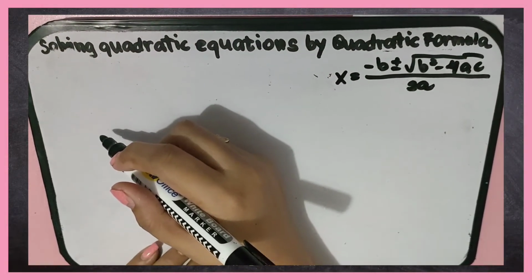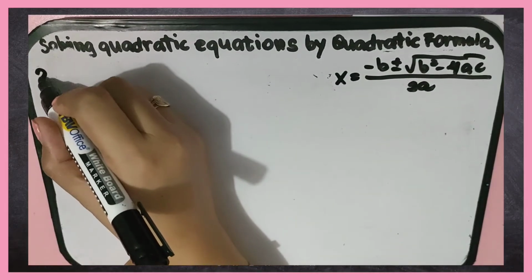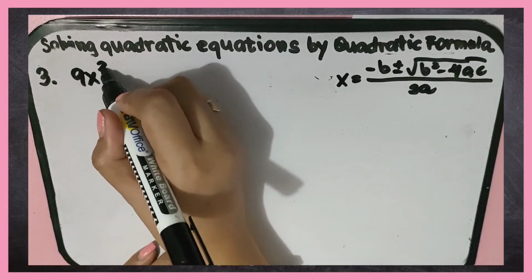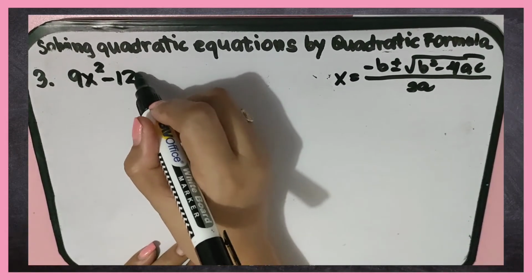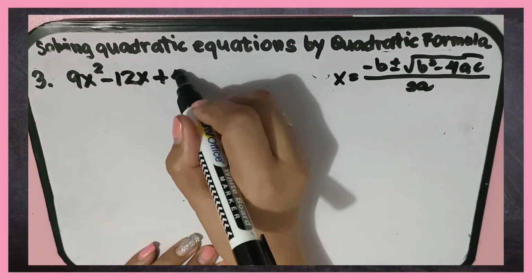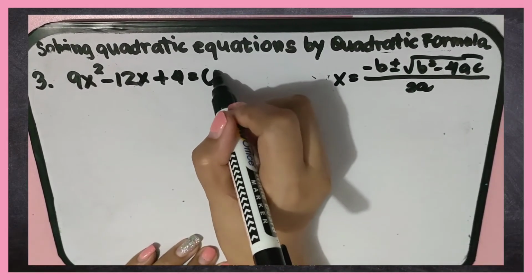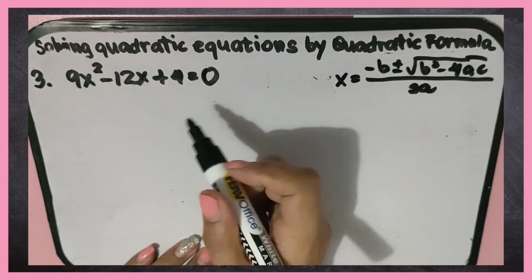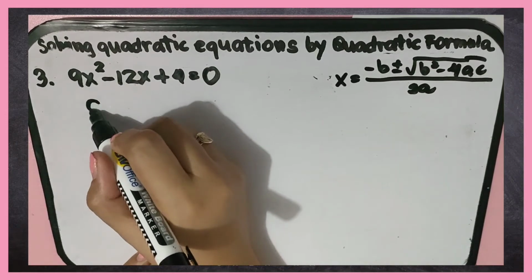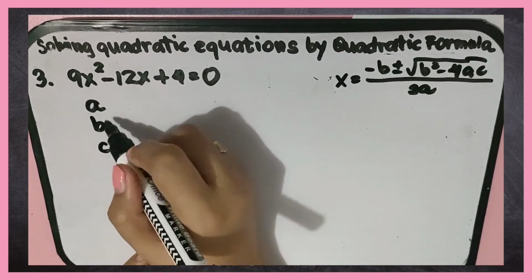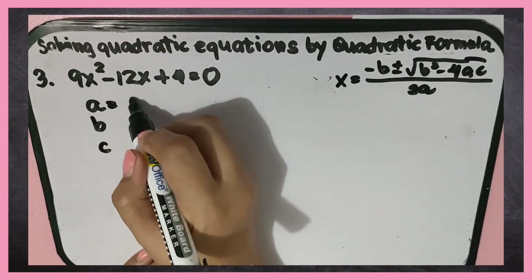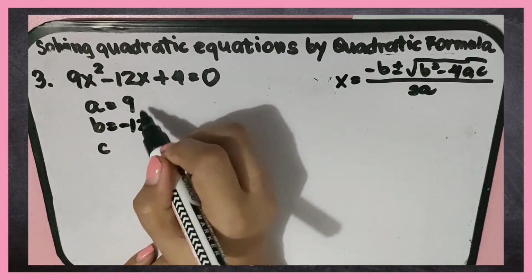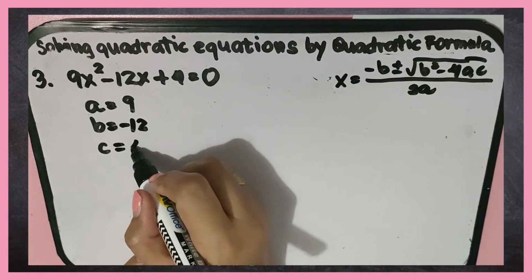Okay, so let us proceed to example number 3. 9x squared minus 12x plus 4 equals 0. As you can see, nakasulat na siya into standard form. So, ang gagawin na lang natin is to determine the value of A, B, and C. A is 9, B is negative 12, then C equals 4.